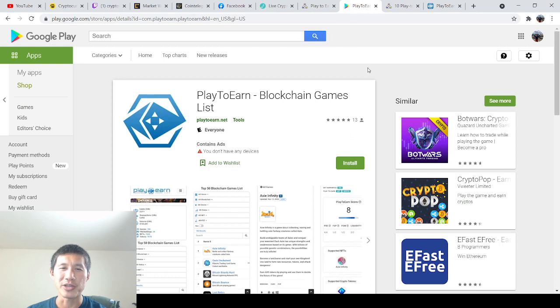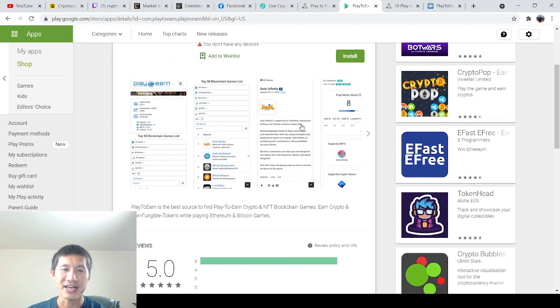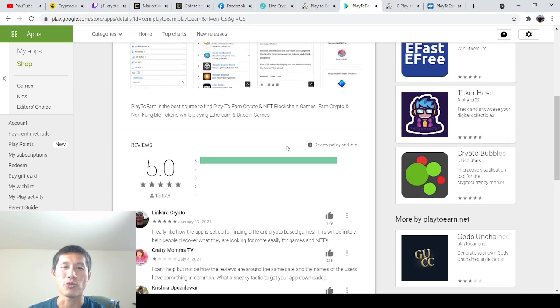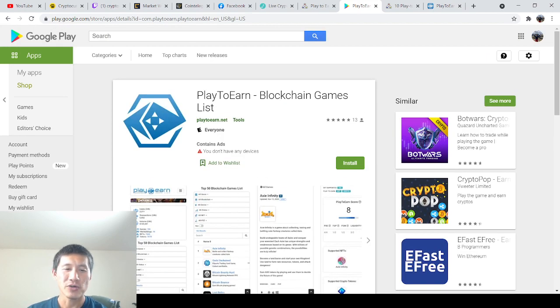Also, if you're really into this, go to the Google Play Store, or I don't know if it's actually available on the iPhone store, but there's Play to Earn Blockchain Games List. This is from playtoearn.net, and it gives you this in a mobile format, and it can keep you up to date. If you're interested in what is going to be the next big thing for crypto, I do think these NFT Play to Earn games are going to be big, and they could just take the baton from DeFi and NFTs.